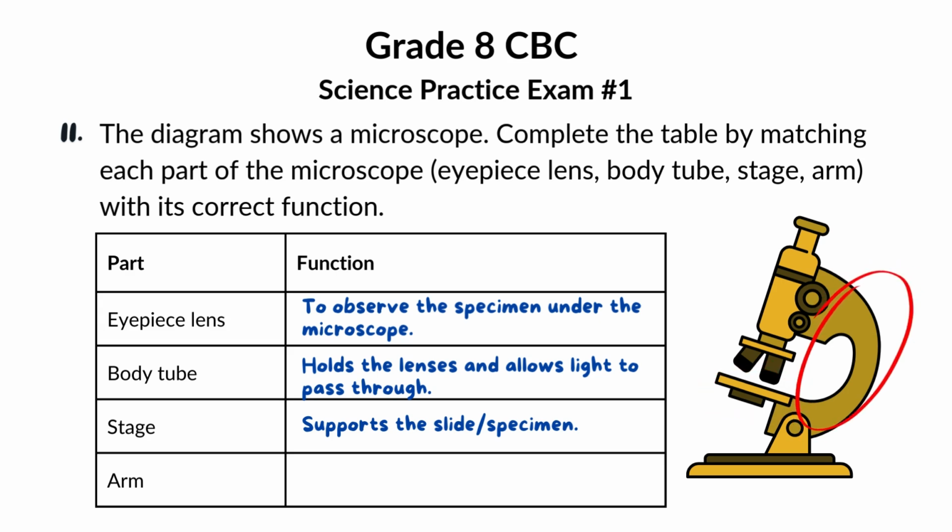Finally, we have the arm. This sturdy part supports the body tube and the lenses, keeping everything in alignment. It's also how you carry the microscope. Always remember to hold it by the arm for safety.